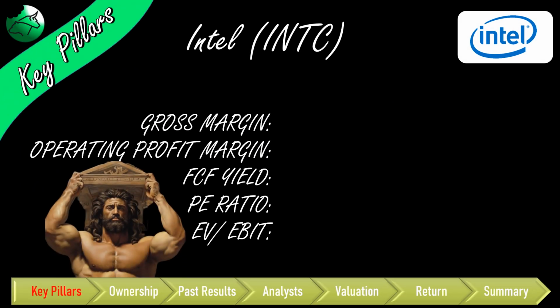In this next section, we will now focus on other key metrics which will help define an excellent business. Now let's look at the gross margin, which is the amount of money a company retains after incurring the direct costs associated with producing the goods it sells and the services it provides. Intel's gross margin is 41%.